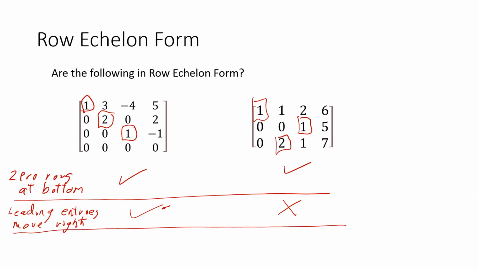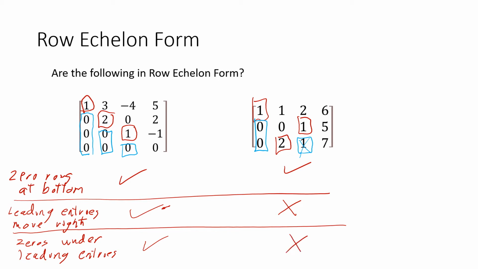What about the third one? Third one says it's all zeros under leading entries. So take a look at all the leading entries and look at everything underneath them. That's all zeros, that's all zeros, that's a zero. So yes, that one satisfies the definition. What about the other one? Well, it's all zeros under that leading entry. The second leading entry, the second column, has a leading entry with nothing underneath it, so that's fine. But look at this one. You have a non-zero entry under a leading entry. So that means that that matrix also fails.